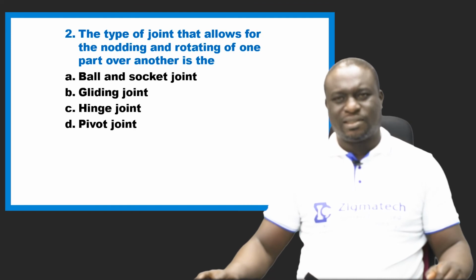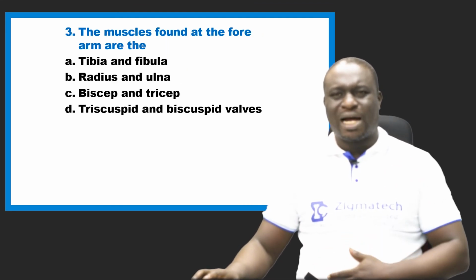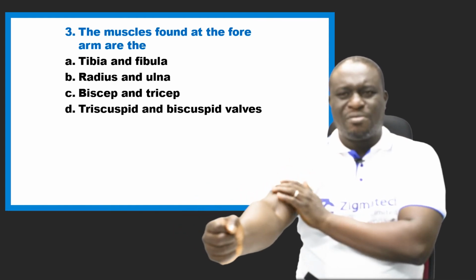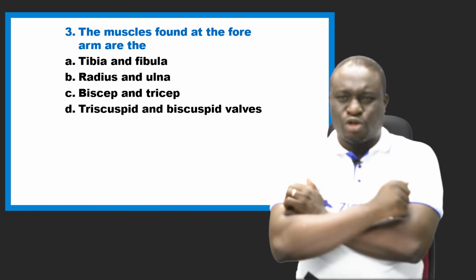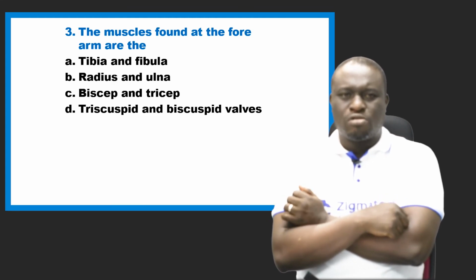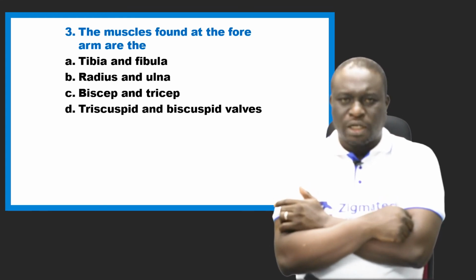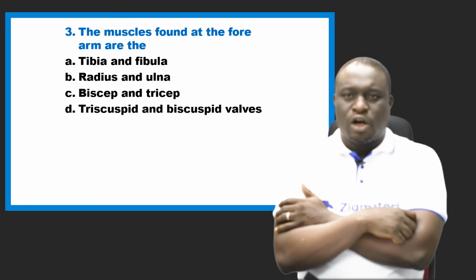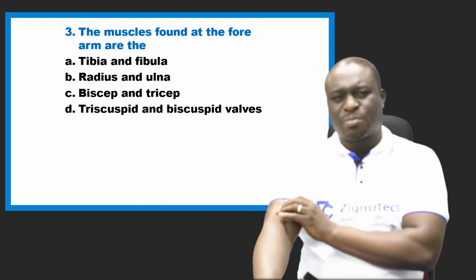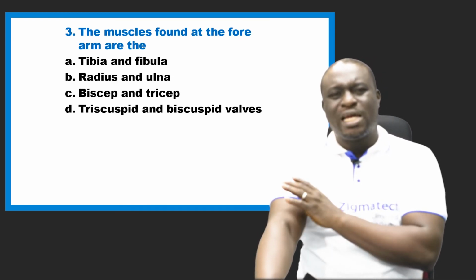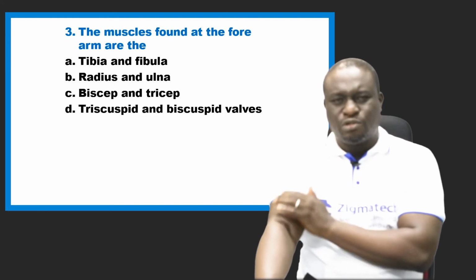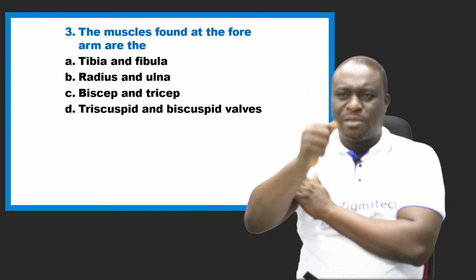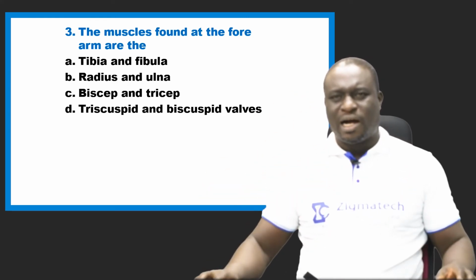The one that helps in the rotation is the pivot joint, which is the joint between the atlas and the axis. Question 3, the muscles found at the forearm. The muscles that are found there are the biceps and the triceps. Tibia and fibula, option A, is not a muscle, but a bone. B, radius and ulna is also a bone. Option D, tricuspid and bicuspid valve, are valves found in the heart. It has nothing to do with the muscles of the forearm.